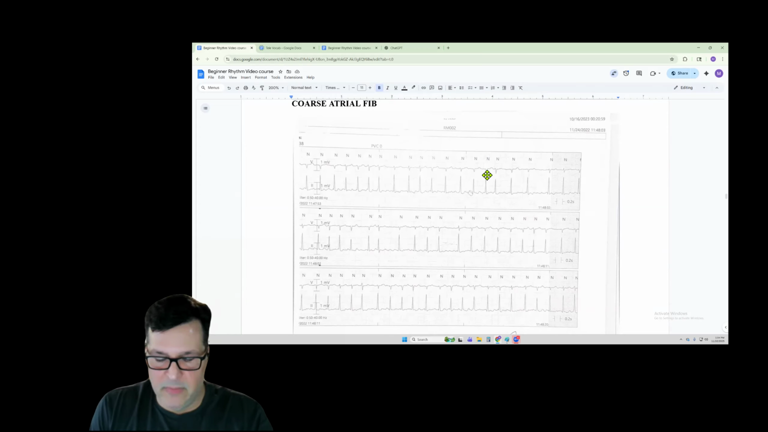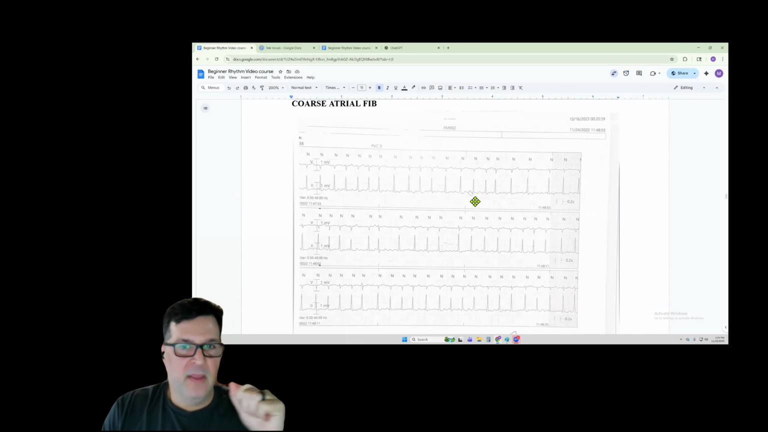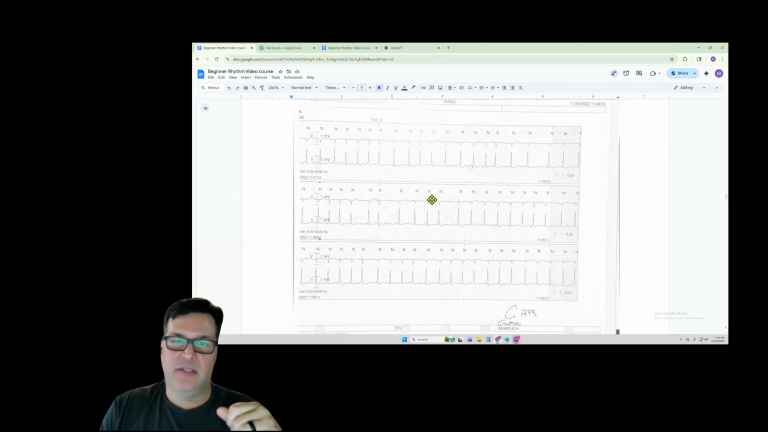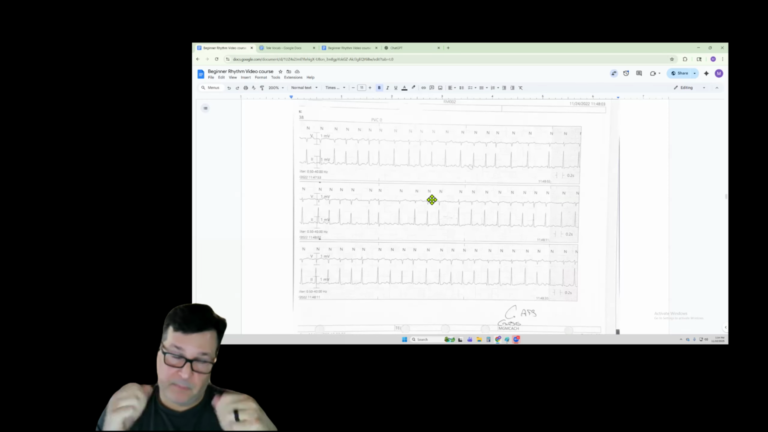So the other atrial rhythm is AFib. There are usually roughly two forms of AFib: fine AFib and coarse AFib. And like we were talking about a second ago, with coarse AFib, the atrial activity is just a little bit more pronounced. So with AFib, excuse me, actually, let me back up.